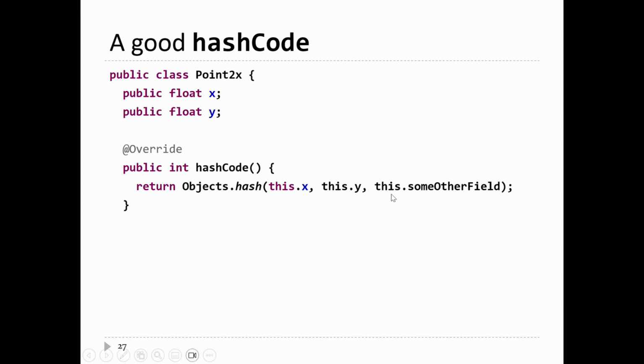Okay, so is this okay? Now remember, equals only uses x and y. If you were to insert some other field up here and use it to compute the hashCode, but you don't use it to compute equals, now you have a problem. Two points are going to be equal if their x and y coordinates are equal. Two objects will have the same hashCode if their x, y, and some other field are equal, not just if their x and y fields are equal.